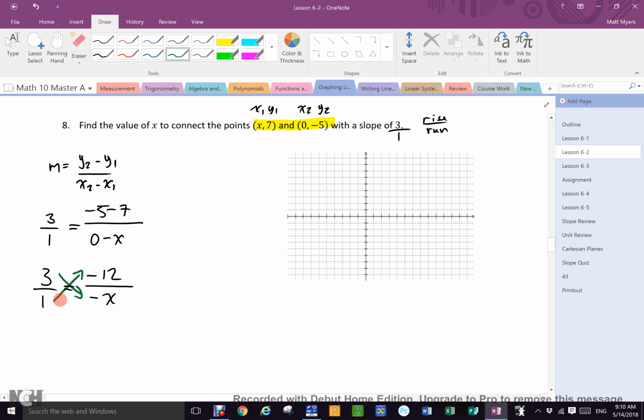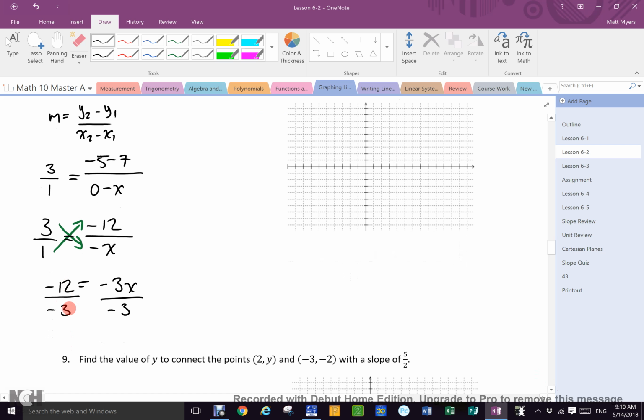Cross them over. What's 1 times negative 12? Negative 12. What's 3 times negative x? Negative 3x. How do I get rid of negative 3 times x? I divide by negative 3. If I do this to the right side, what do I got to do to the left side? Negative 3. What's negative 12 divided by negative 3? Positive 4 equals x. Is everybody good?